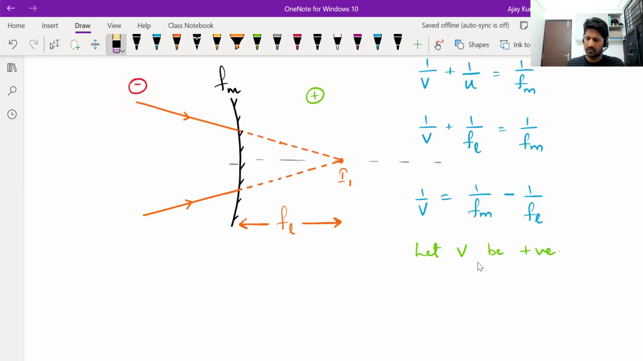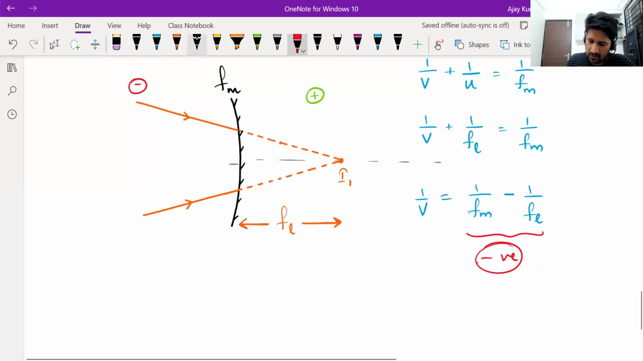Or you can assume V to be negative also, nothing wrong in that. Let's say V is negative, just to suit this case. What does V being negative mean? Image is forming in front of the mirror. Let the image form in front of the mirror. For this mirror, incident rays were traveling to the right. And if you get the answer as negative, it means the image is in front. Let it be. This image formed by the mirror now behaves as the object for the lens again.